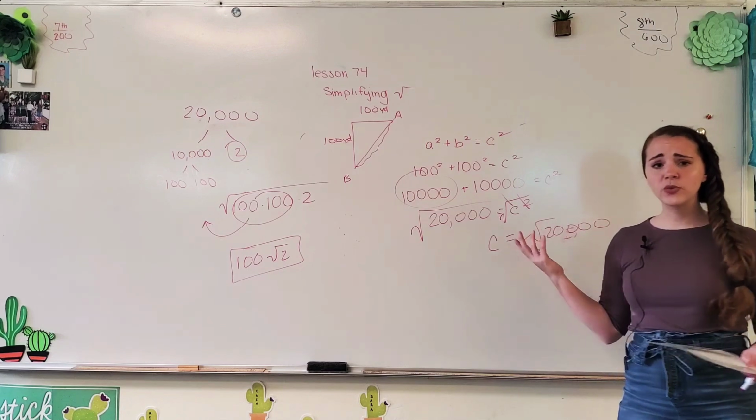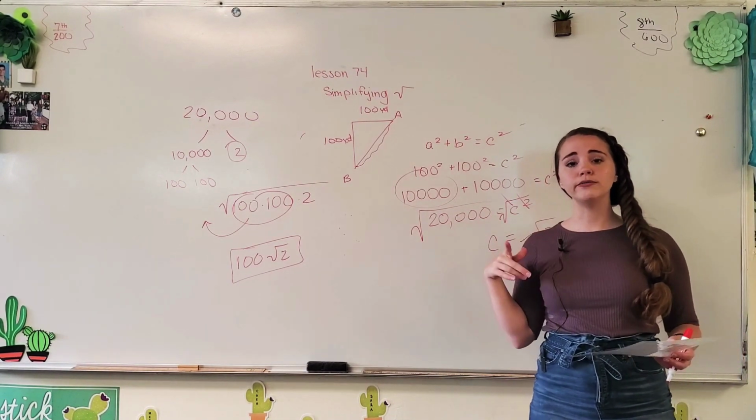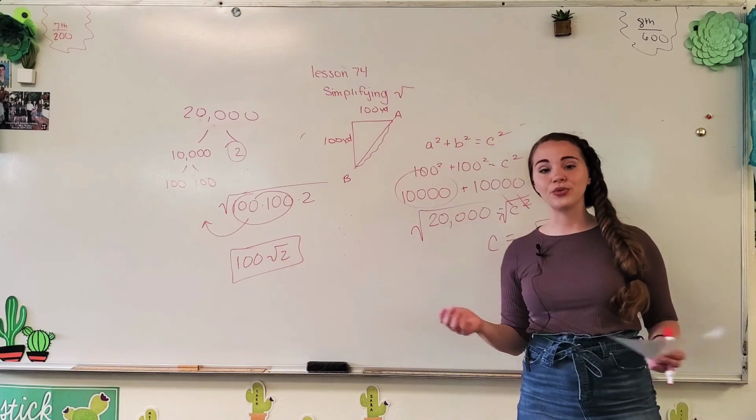So if you're simplifying square roots, look for pairs when you factor, bring them on the outside, they become 1. And that's basically it.